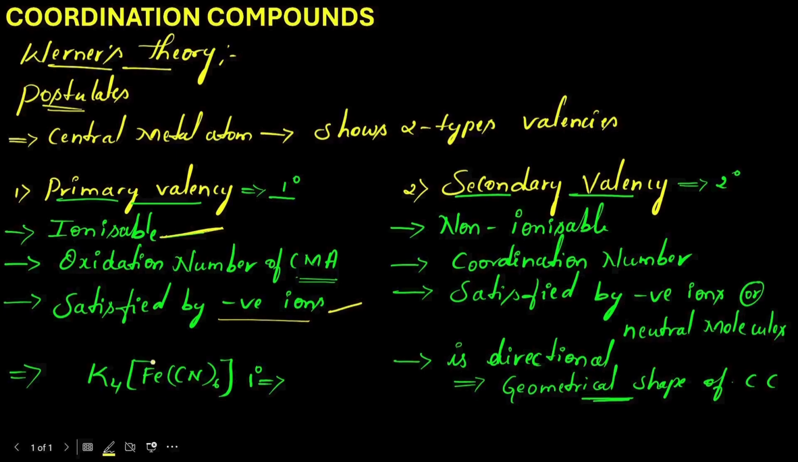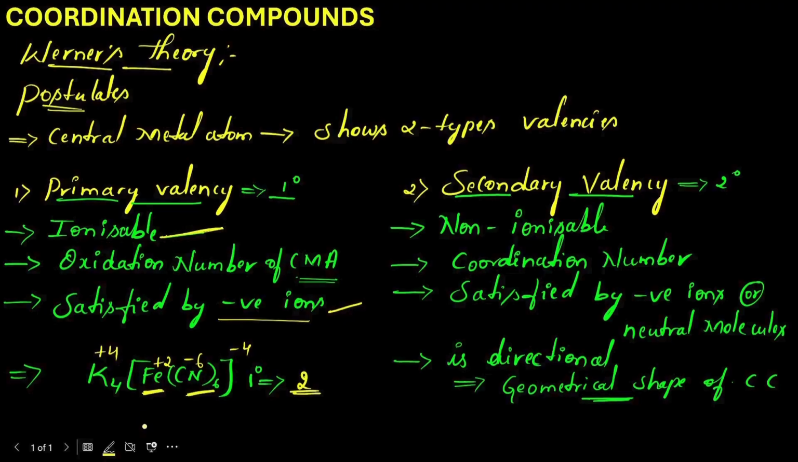So first we will calculate the oxidation number of the central metal atom. Here +4 and here -4. We have 6 negative ligands, therefore -6. And what is the charge on the central metal atom? It is +2. Therefore, as I said earlier, primary valency is also called the oxidation number, so the primary valency is 2. Here CN is a negative ligand, which satisfies the primary valency.